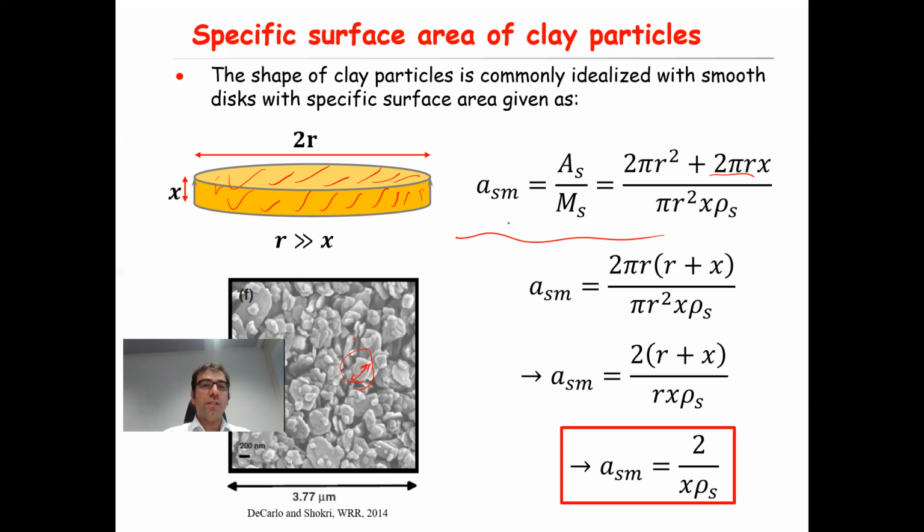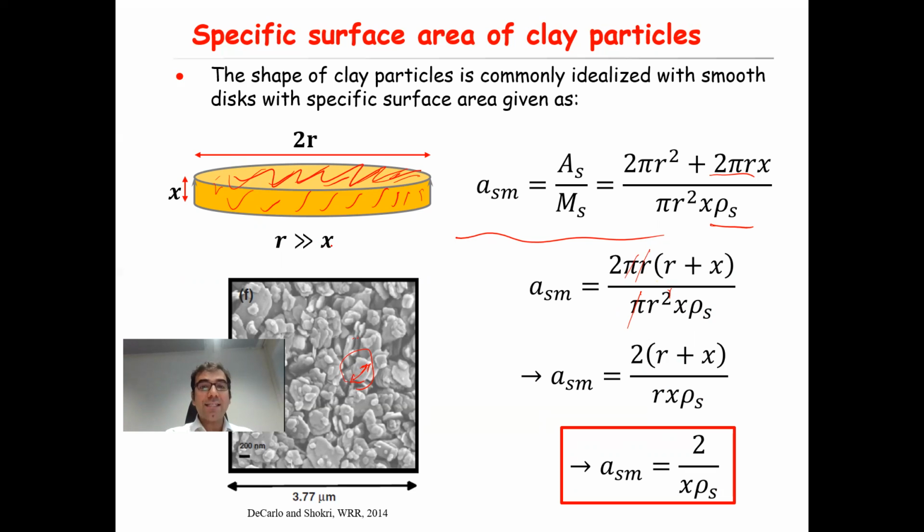This is divided by the mass of this particle, and the mass is equal to rho times V. Rho is rho s, the density of the particle, times V, the volume of this cylinder, that is pi r squared, the area here, times x, which is the height. Then you can factor out 2 pi r, which leaves r plus x, divided by pi r squared x rho s. The pi cancels, one of the r's cancels, so you end up with 2 times (r plus x) divided by r x rho s.